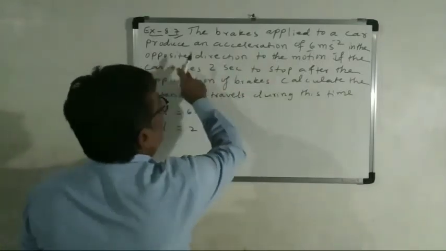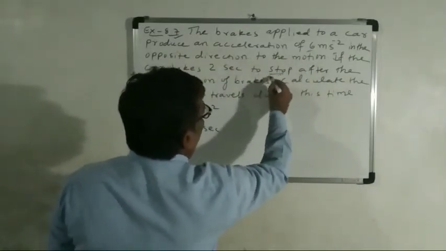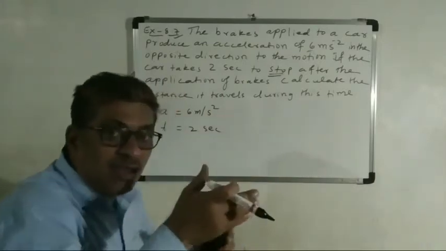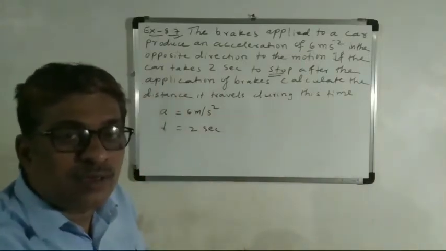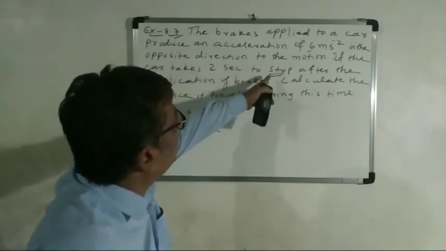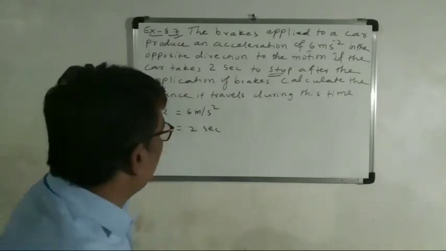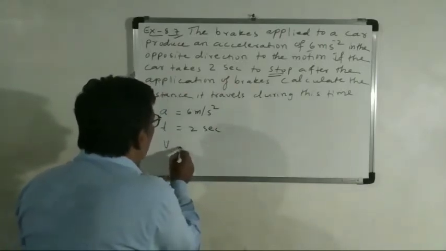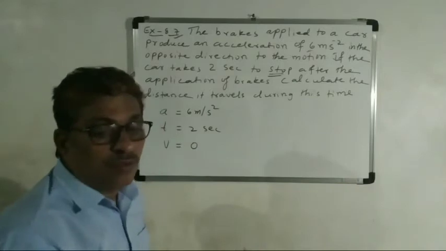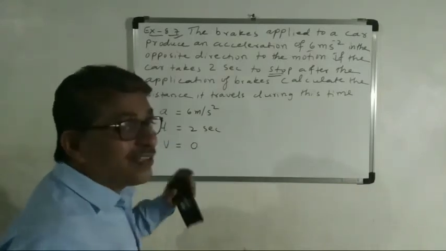See here. If the car takes 2 seconds to stop, here the stop is given. So whenever stop comes, you have to think: the journey started, now stop is given. That is why here the final velocity V is equal to 0. What do you have to write here? V is equal to 0. The final velocity is 0 now.